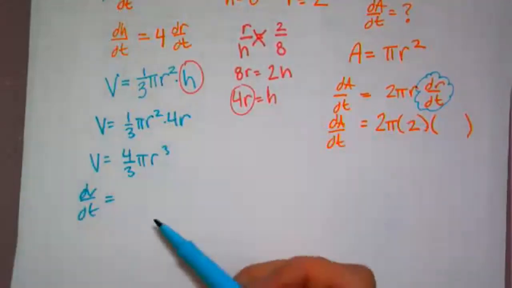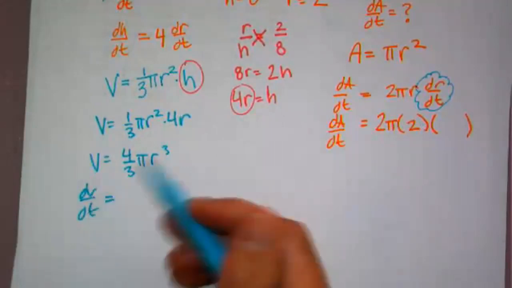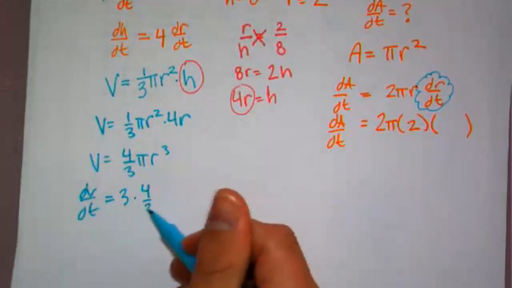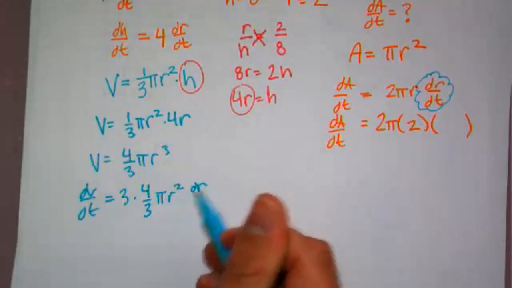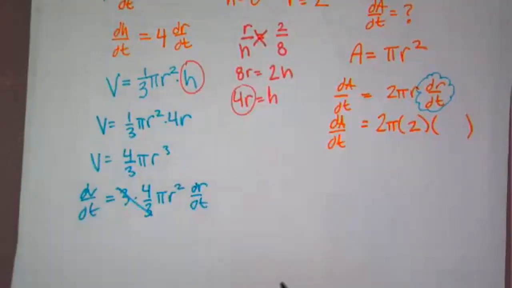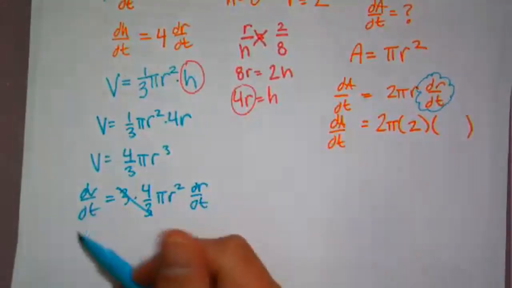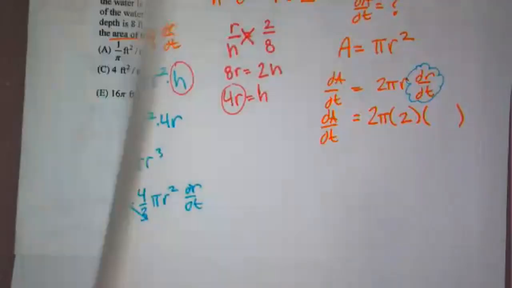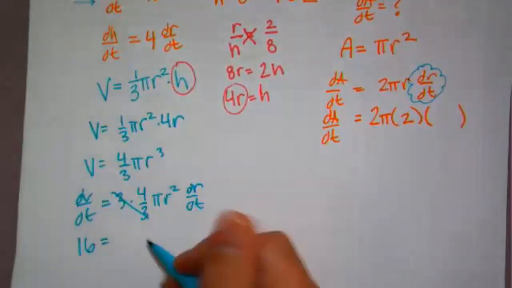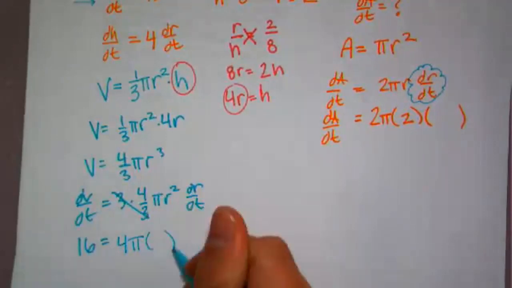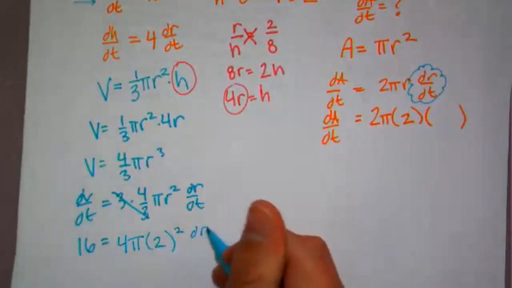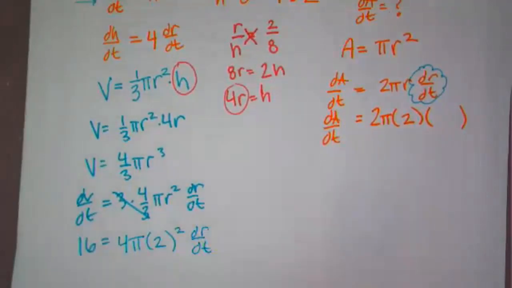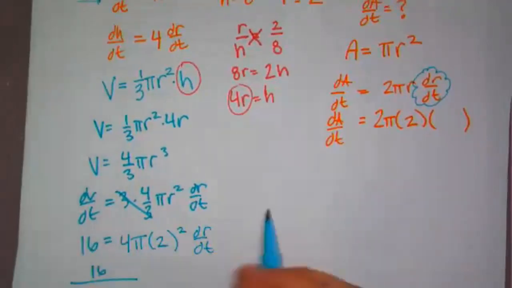Okay. All right, so the derivative of that is 3 times 4/3 pi R squared dR/dt. So the 3's will go away. Does it typically cancel out like that? A lot of times. So 16 equals 4 pi R squared dR/dt. That's the dV/dt given in the problem. 4 pi, what is R going to be? 2. And we're trying to find dR/dt.